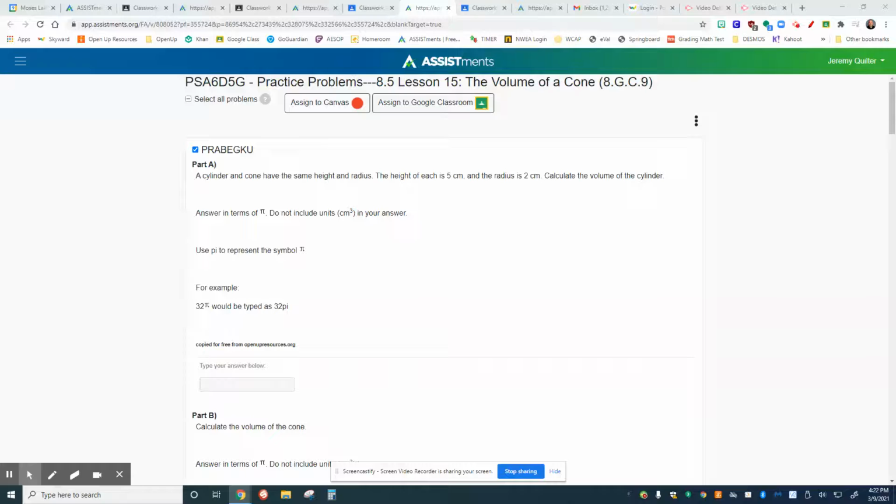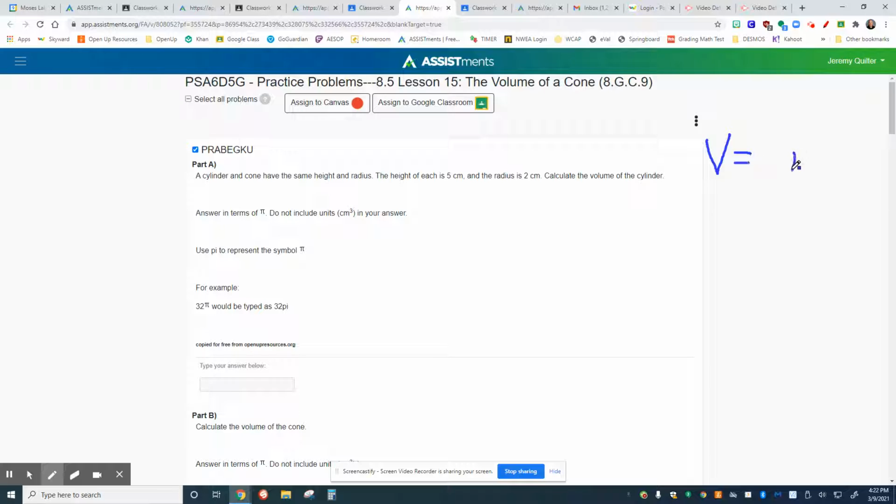Here's a little homework help for Unit 5, Lesson 15, the volume of a cone. You'll recall from the lesson that we talked about finding the volume of a cone. The volume of a cone is going to be equal to almost the exact same formula for a cylinder.